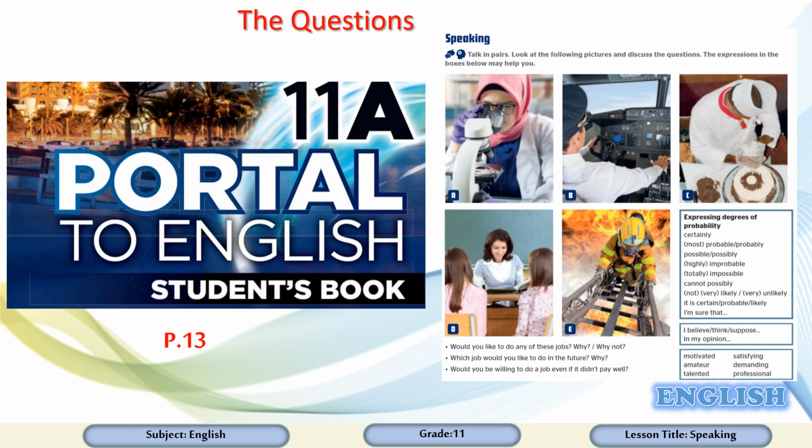Question 2. Which job would you like to do in the future? Why? For this question, you can choose one of the jobs in the pictures or any other job, and you tell why you would like to do this job in the future, why this job is your dream job, and you give reasons for that.